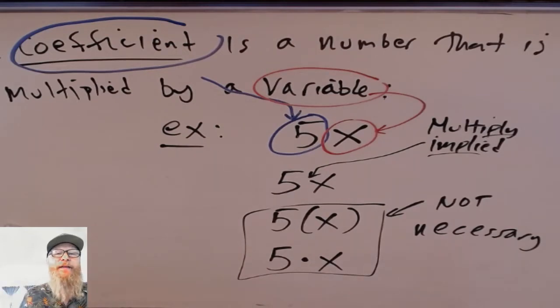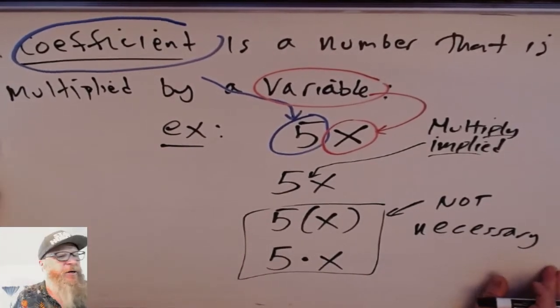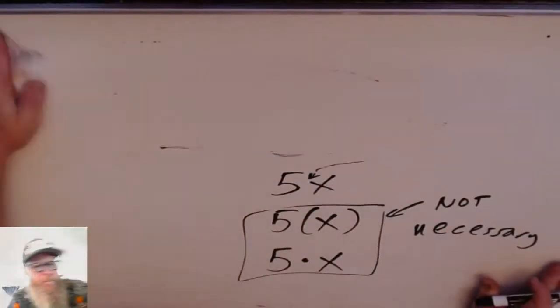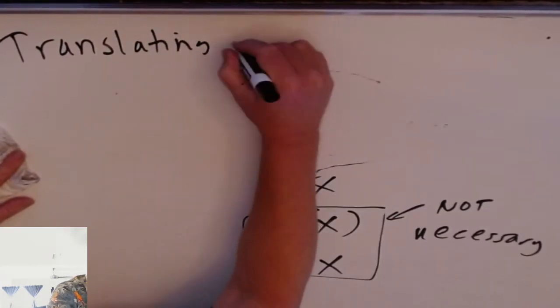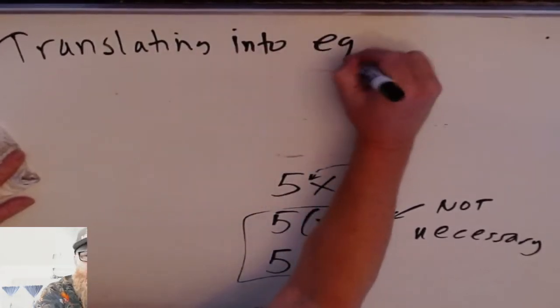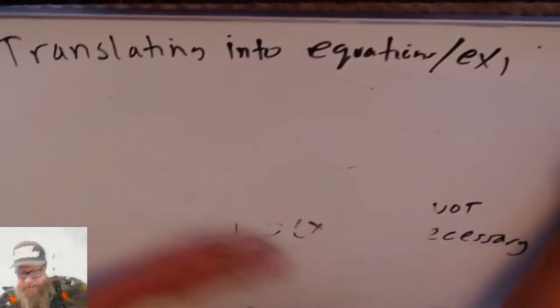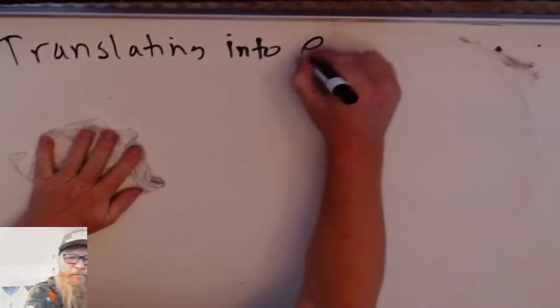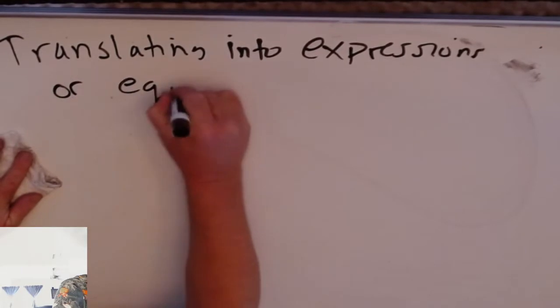Okay, that ought to do it for now. I don't want to get too many words out there, but as we go through chapter 2, we'll throw out some more words. We'll come back and review the definitions of these words when it becomes necessary. Let's go ahead and start doing some examples. So what we're going to be doing is translating into expressions, or equations.